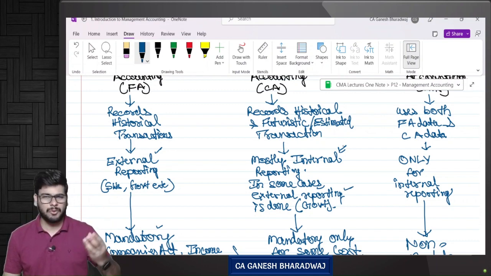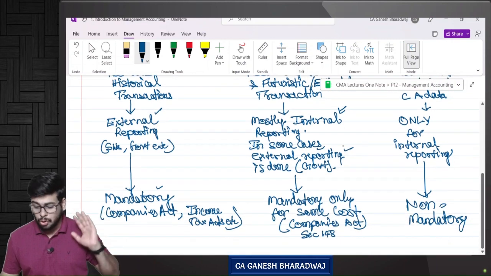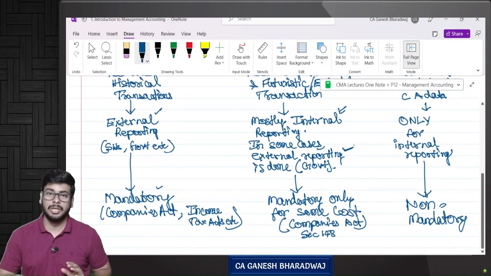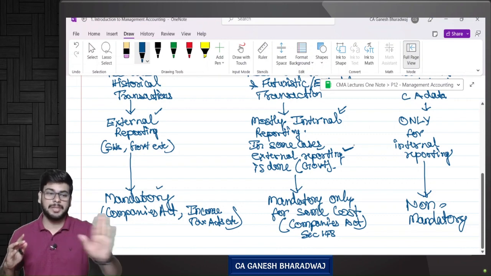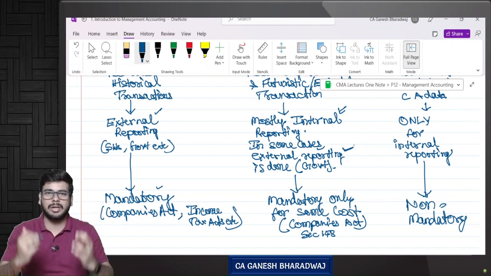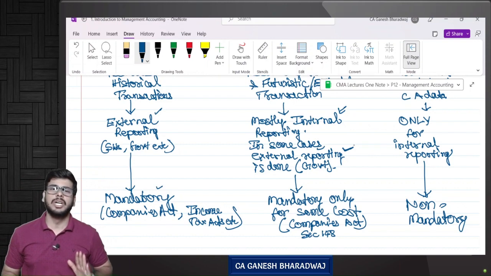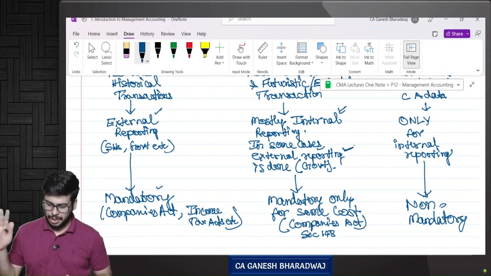Of course, in some cases where it is mandatorily required by the government, in those cases alone, apart from the internal team, the government will also be intimated. Whereas in case of management accounting, it is strictly internal, only for internal purpose. Top management alone, the reporting will be made. No reporting will be done to any outsider whatsoever.